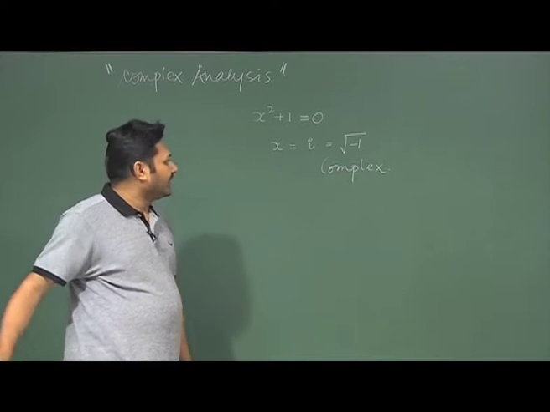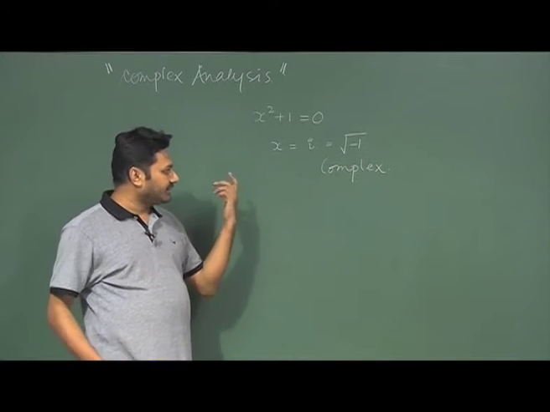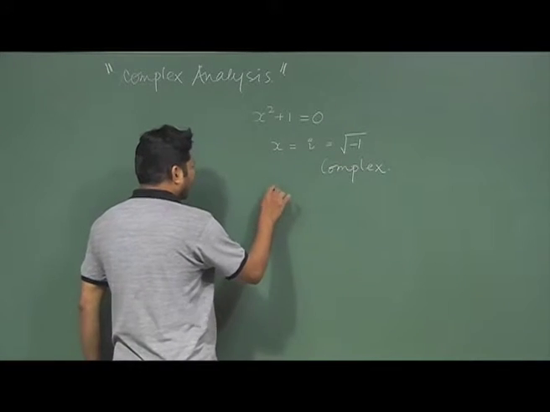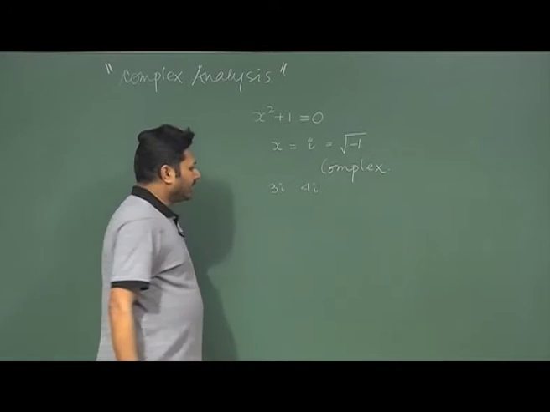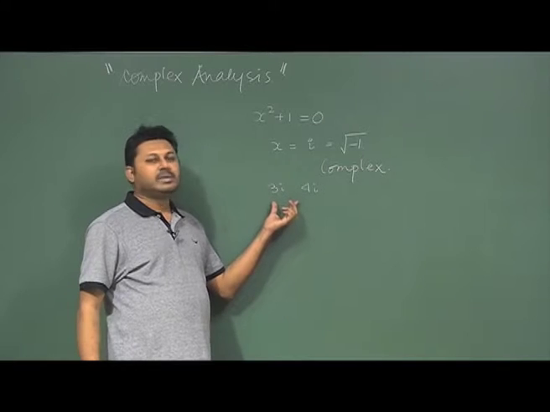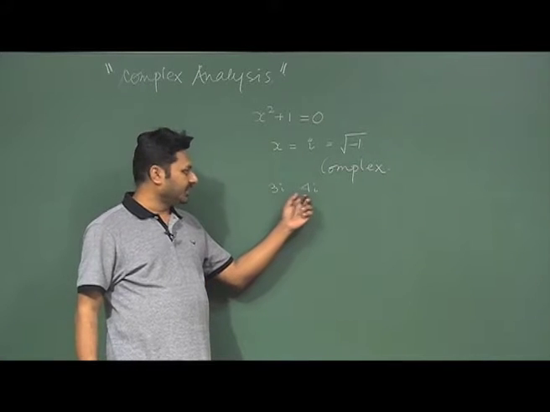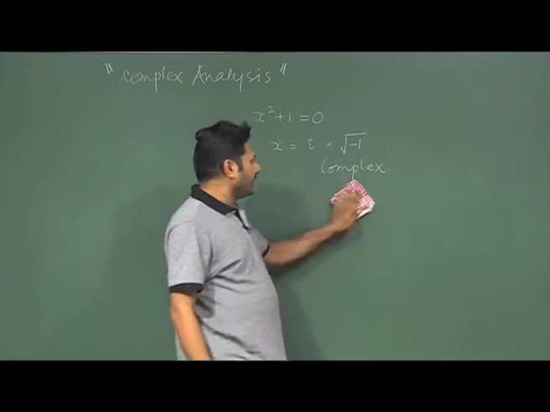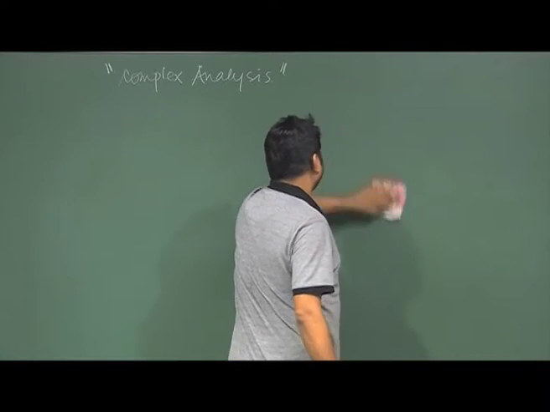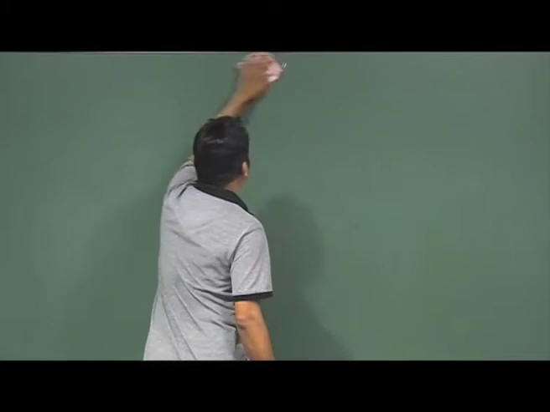So now we know that there is an entirely different set of numbers. For example, I have 3i, 4i, 5i, 6i, 7i. Anything multiplied by i will be such a number. Not necessarily an integer, it can be any number. So now we are dealing with something special, and this special thing is called the complex number.